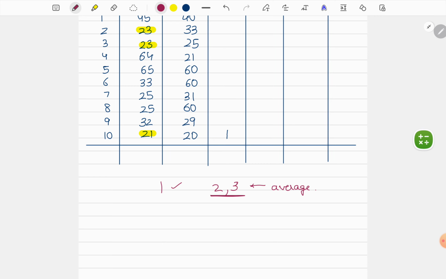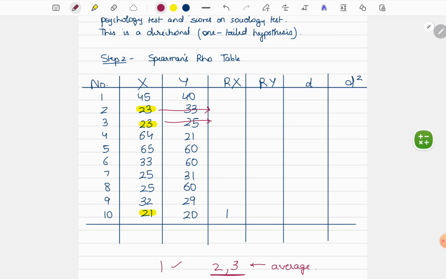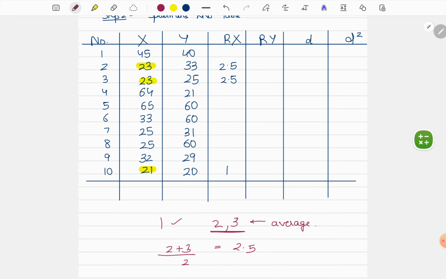So first let us calculate the average of 2 and 3. The average of 2 and 3 is, as we would expect, 2 plus 3 upon 2, which is 2.5. That means wherever now I see 23, in those rows under rank X, I am going to write 2.5. Now, once I have assigned rank 2.5, in the process I had considered 2 and 3. That means in my mind I have to keep that ranking 2 and 3 is complete. Now I cannot give any score the rank of 3.